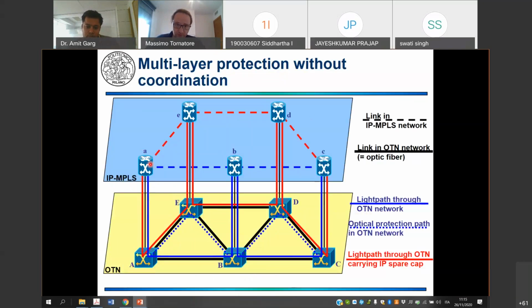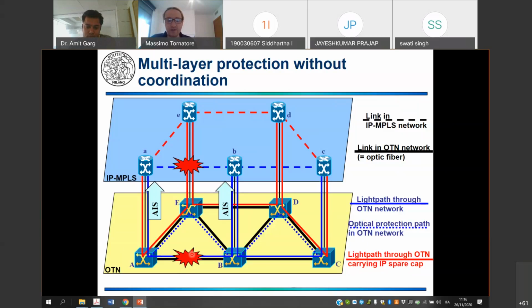Now to map the logical protection, I need this physical path. So see what happens now. In this moment in which you have protection at both layers, you need some form of coordination between the two layers. If you do not have coordination, the situation can get nasty. You can have what people call route flaps. Let me make an example, okay? There's a failure.